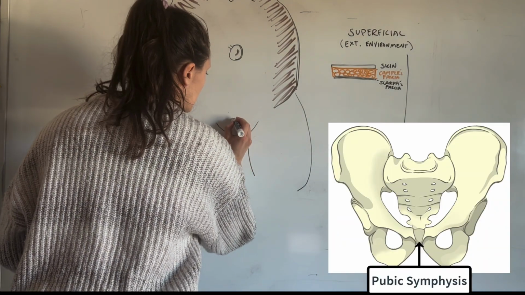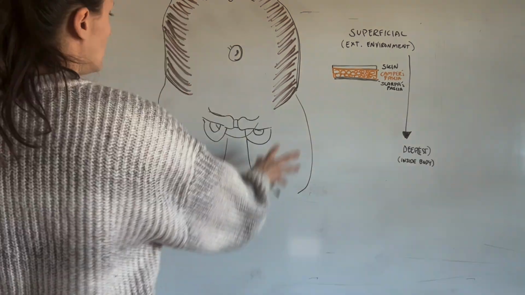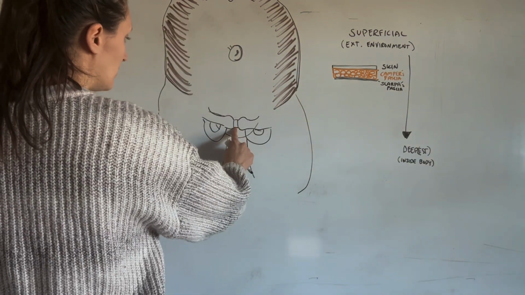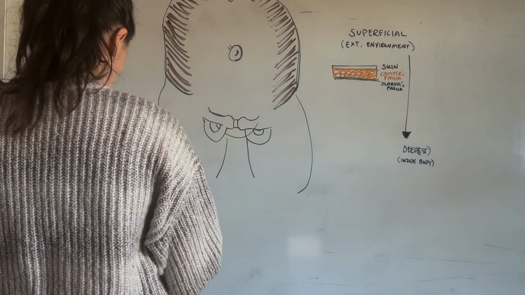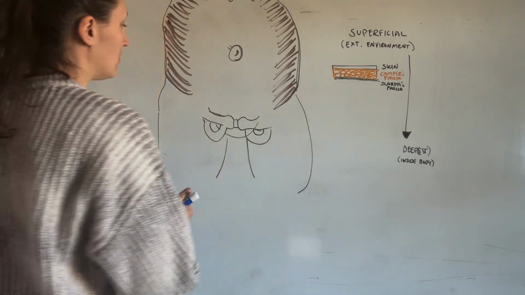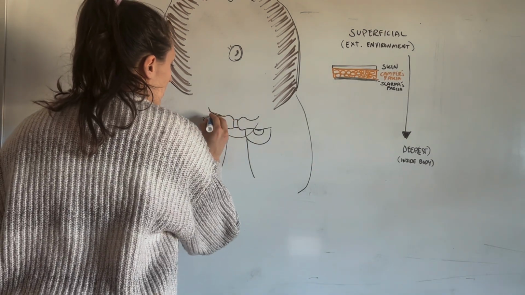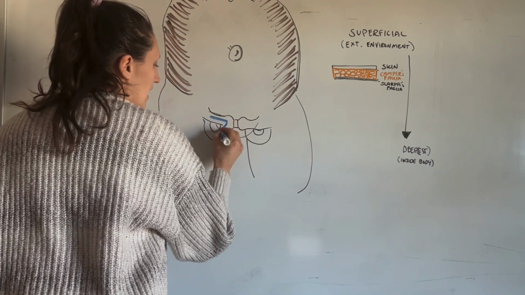So the pubic symphysis is right here in the middle, which means the pubis is here too. So this is under the skin, but we can see our pubic symphysis. We can see our pubis, which is this angled bone. So the pubis is really an angle, and it's fused with two other bones that make up the pelvis. So this is our pubis, is really these two portions. We have a superior ramus and an inferior ramus.